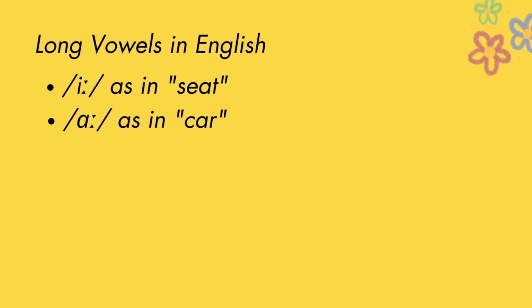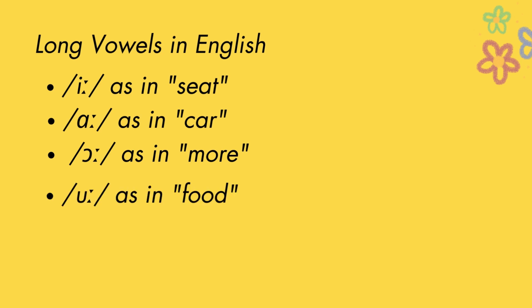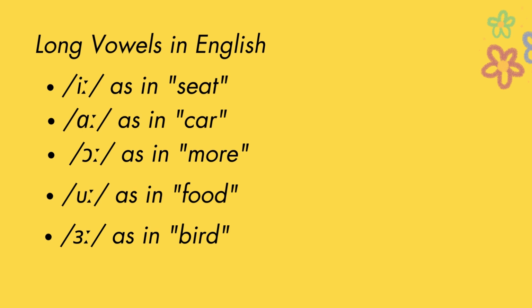Next, we have A, as in car. Open your mouth wide and relax, letting the sound resonate in the back of your mouth. Repeat. Car. Then, there's O, as in more. This sound needs rounded lips and a deeper, held-out tone. Repeat. More. U, as in food, requires rounding your lips and holding the sound longer than you would for short vowels. Repeat. Food.